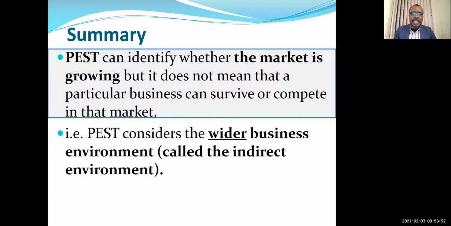So, summary: PEST can identify whether the market is growing, but it does not mean that a particular business can survive or compete in that market. So PEST considers a wider business environment, and we normally call them the indirect environmental factors.